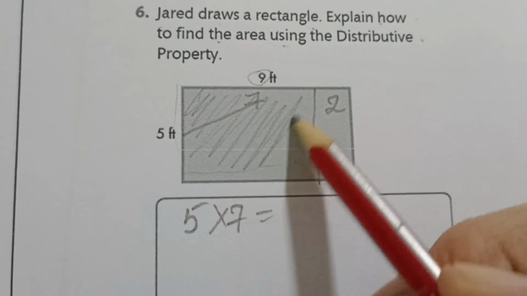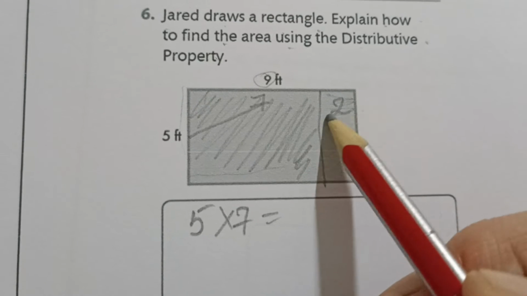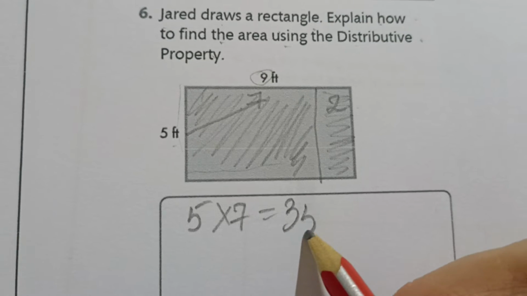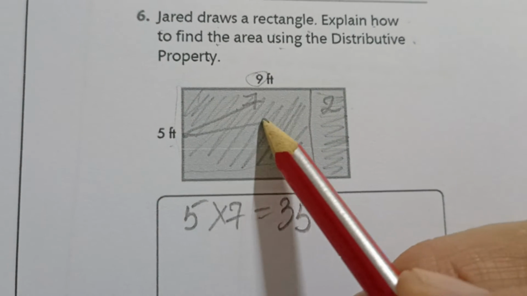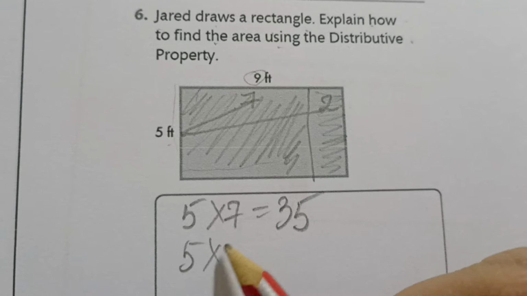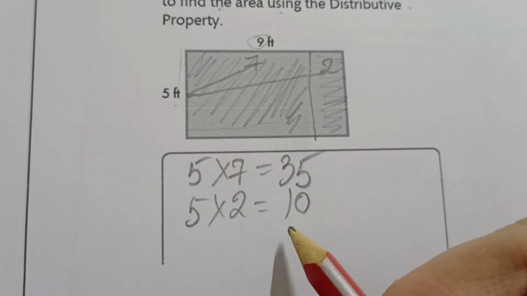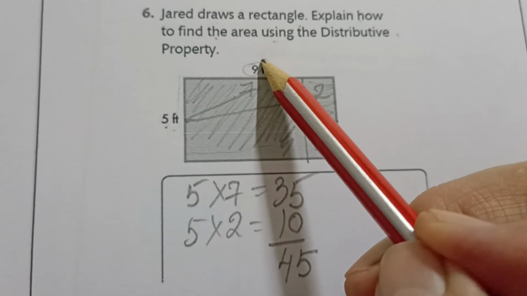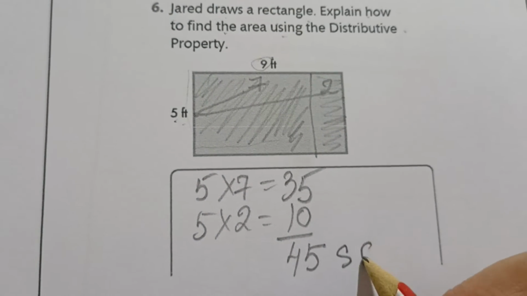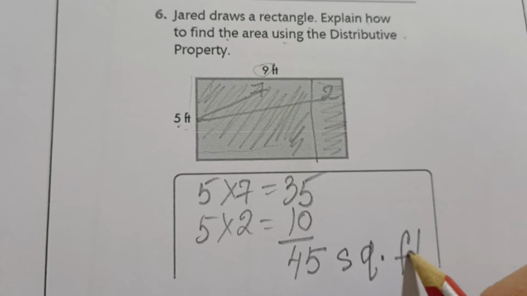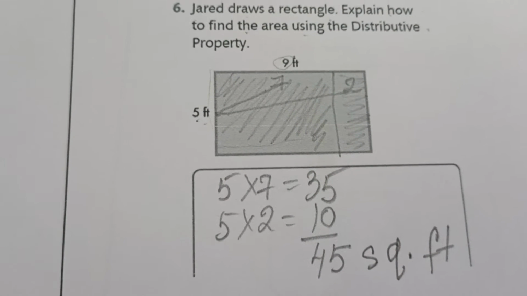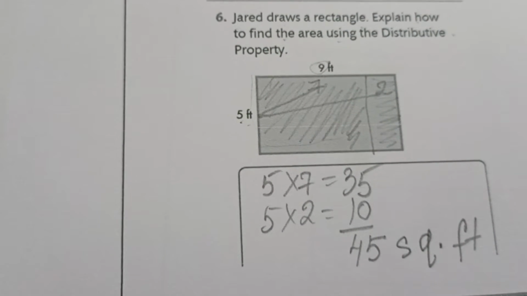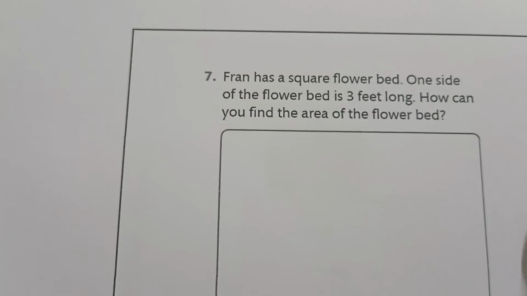For better understanding, as we were doing in the class, color with different colors. So the first one, 5 times 7 is going to be 35. The second one, 5 times 2 is going to be 10. Together, 45. And if you check 5 times 9, is it 45? Yes, 45 square feet. Don't forget to write square when you are writing about area. Okay, next.